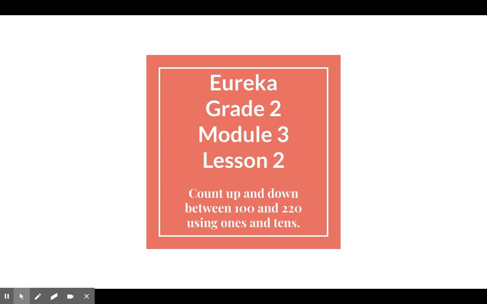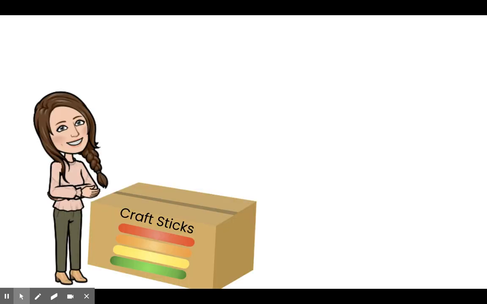Eureka, Grade 2, Module 3, Lesson 2. Count up and down between 100 and 220 using ones and tens.